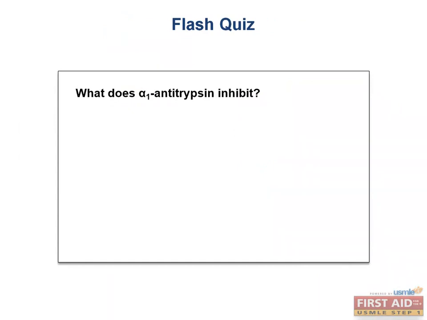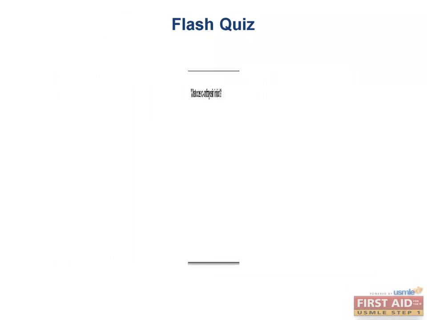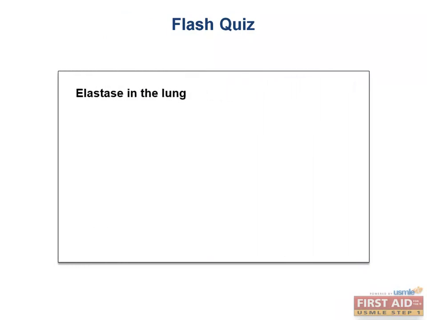Let's do a flash quiz. What does alpha-1 antitrypsin inhibit? The answer is elastase in the lung.